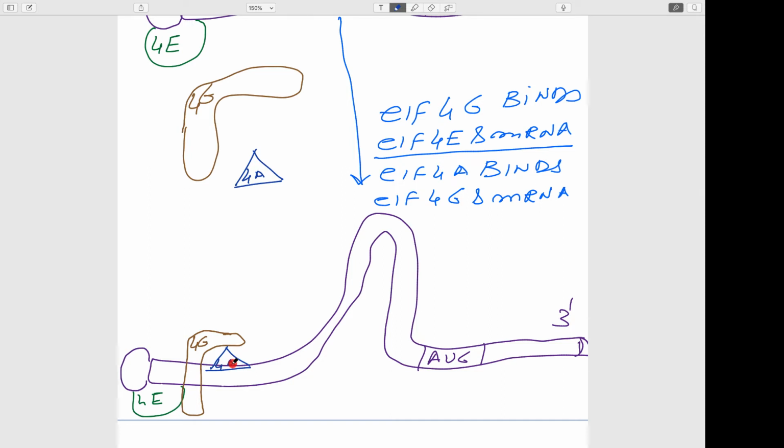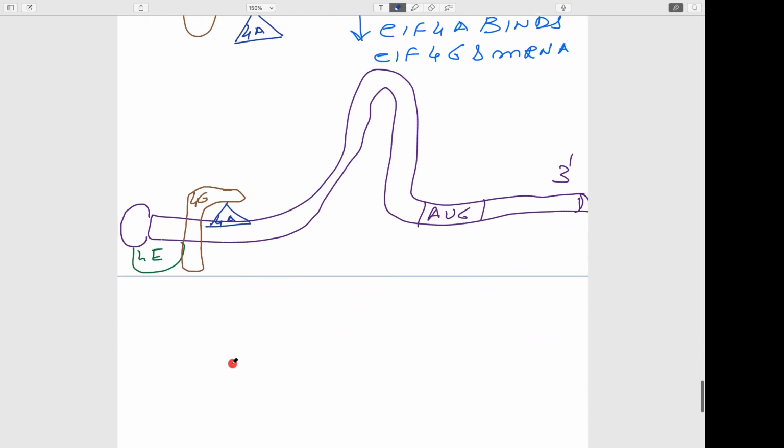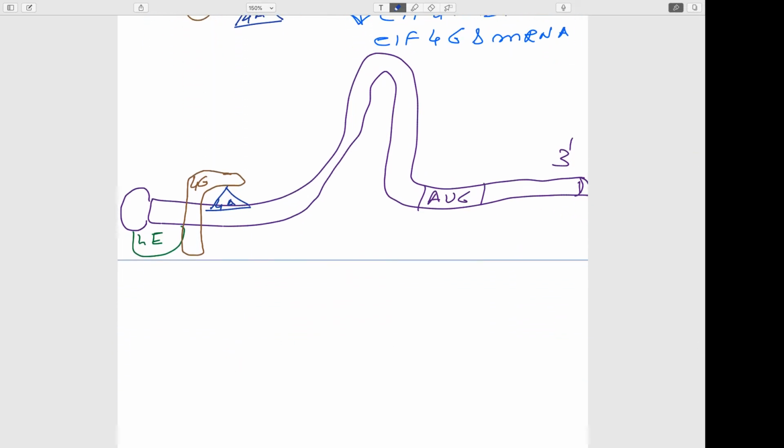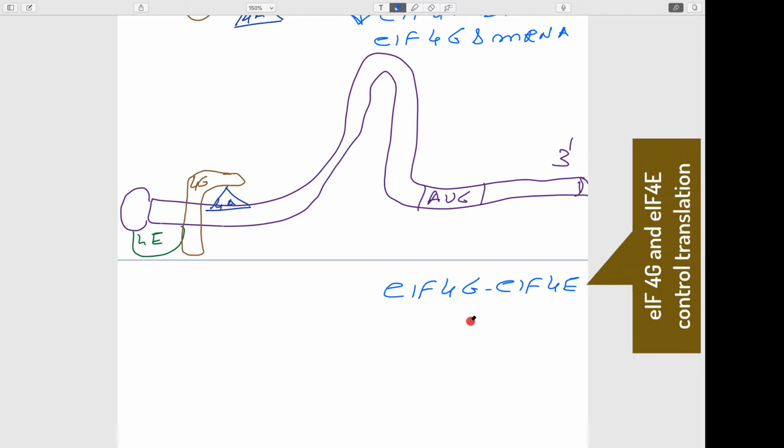This is 4A. There are some important points which shall be mentioned here. What are those important points? EIF4G and EIF4E binding is very important. They control the entire translation. If the initiation is controlled, the entire translation is controlled. How does EIF4E do it? EIF4E proteins compete with EIF4G. That is the way this control of translation takes place.